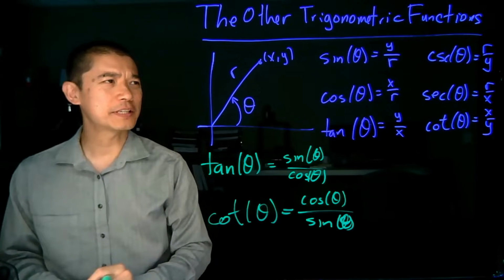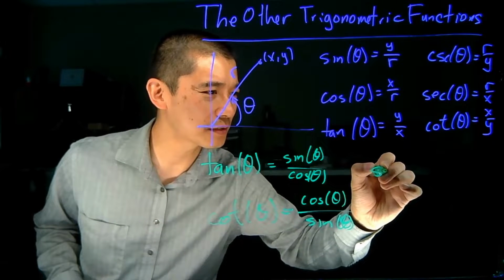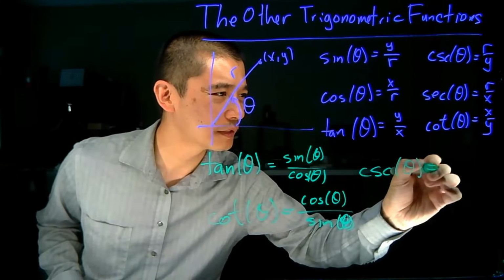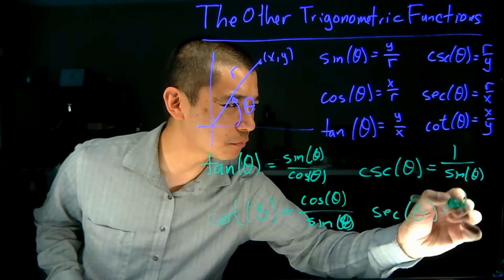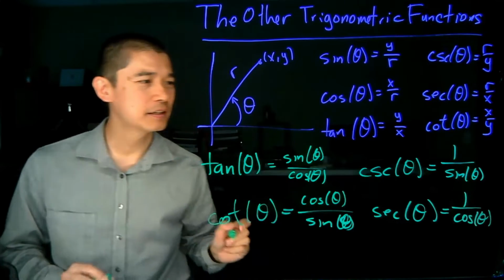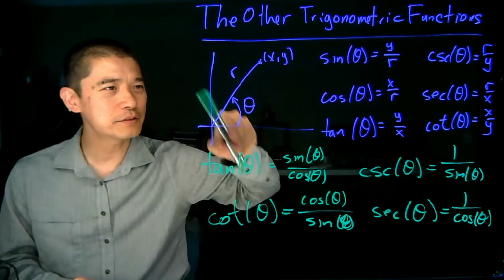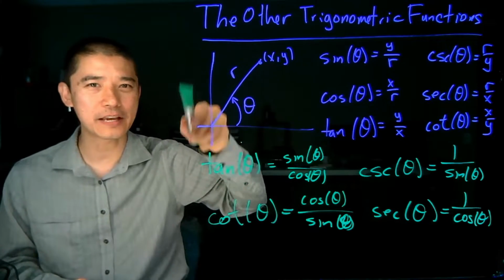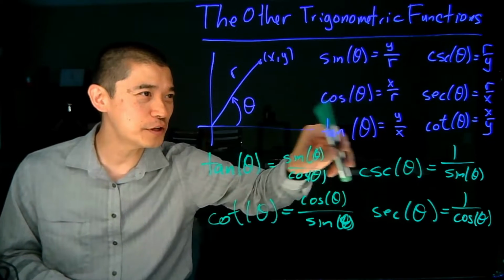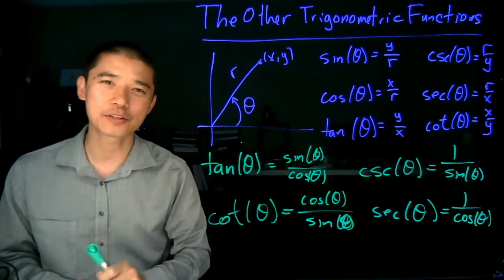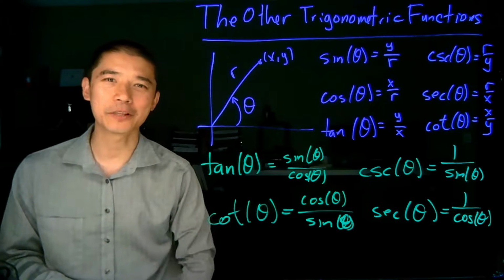These last two, cosecant and secant, they end up just being reciprocals of sine and cosine. So cosecant theta is 1 over sine theta, and secant theta is 1 over cosine theta. And what this does is this shows us 2 things. First, it shows us that all of these trigonometric functions are related back to the same basic picture. The second thing it shows us is that these 4 new trigonometric functions are related back to the sine and cosine functions. So this shows us how all these trigonometric functions are related to each other.